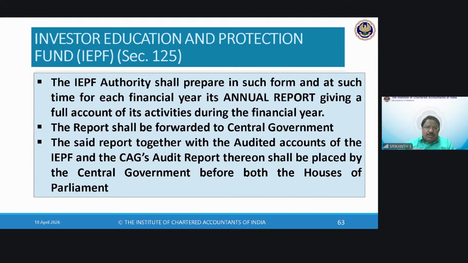So the accounts and the report will be put together, and the audit report will also be given, and that will be placed by the central government. Here, the words central government mean the Ministry of Corporate Affairs.